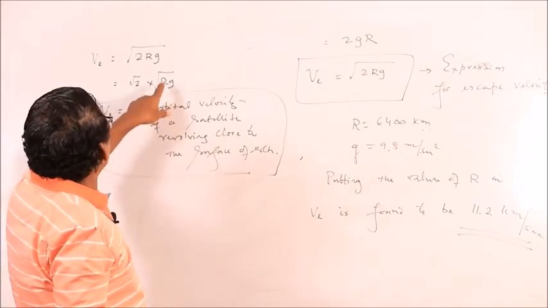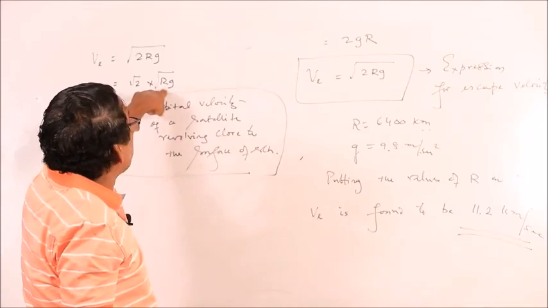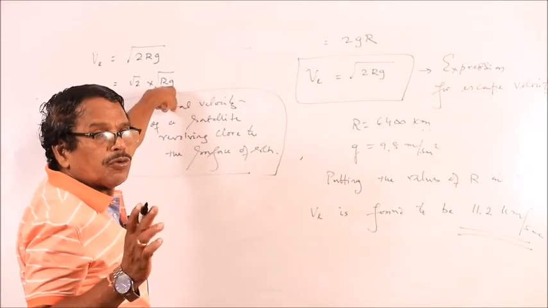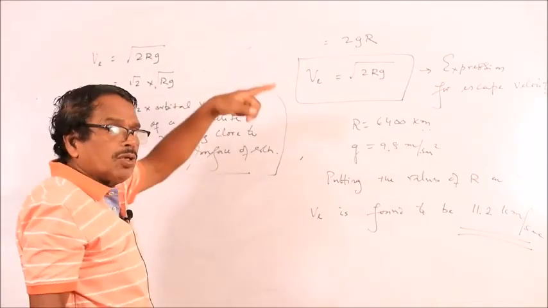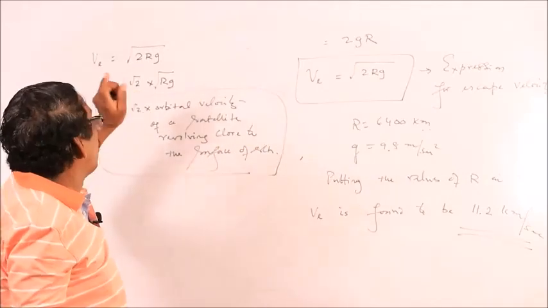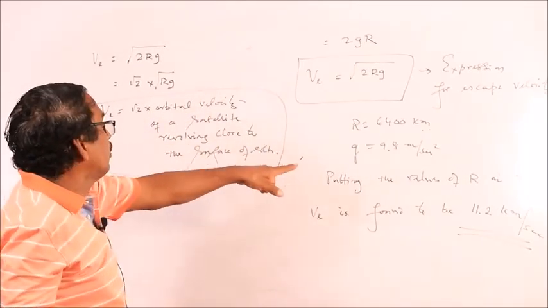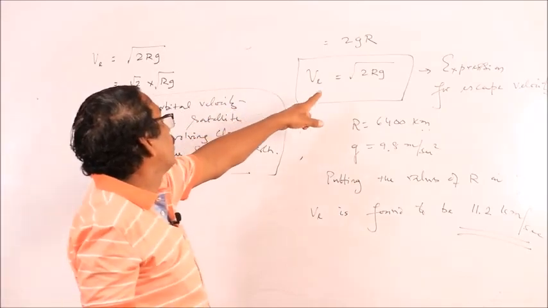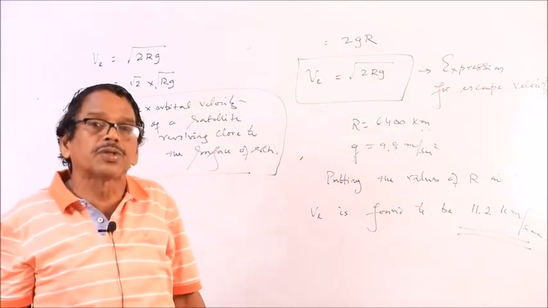So, if you impart a velocity equal to square root of Rg, which is equal to 8.4 kilometers per second, then the body will revolve around the earth, very close to it. If you impart a velocity of 11.2 kilometers per second, that is square root of 2Rg, then it will escape the surface of earth forever.